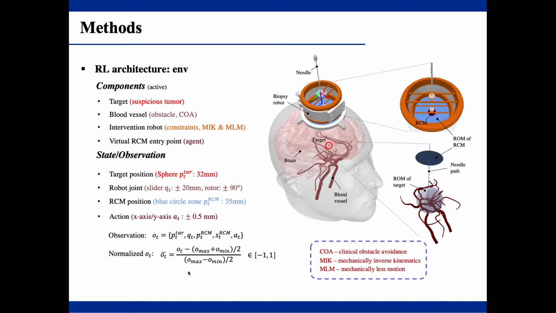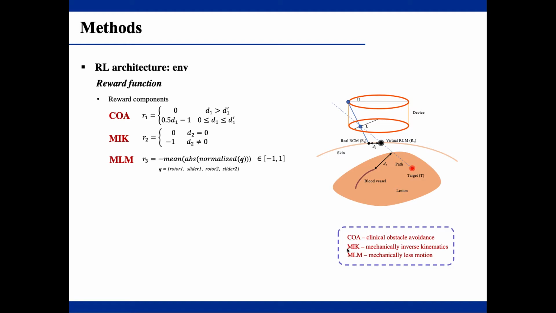The observation needs to be normalized by using the maximize normalization method to range from -1 to 1. After building the environment, a reward function needs to be designed. According to 3 criteria, we have the following 3 reward components.